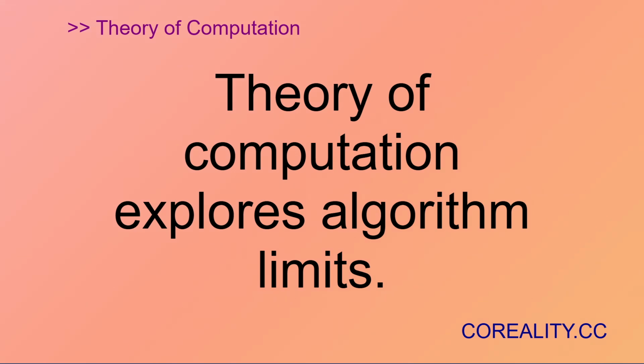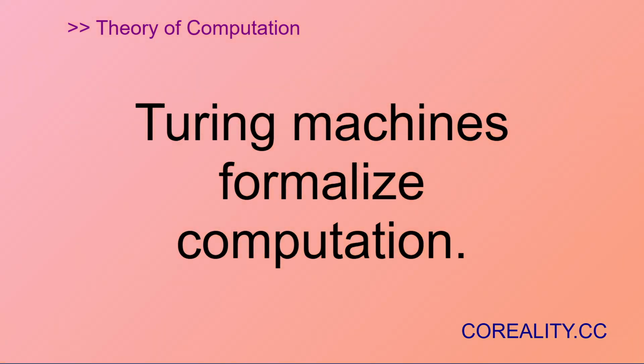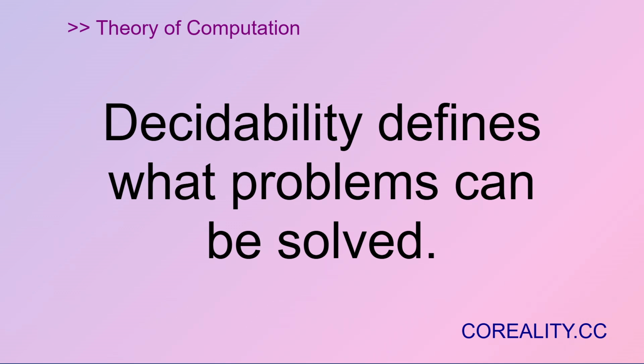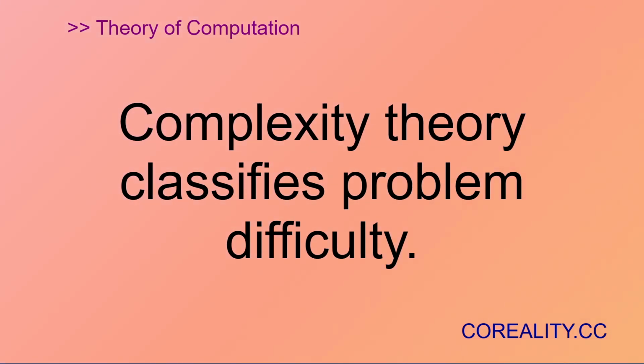Theory of computation explores algorithm limits. Turing machines formalize computation. Decidability defines what problems can be solved. Complexity theory classifies problem difficulty.